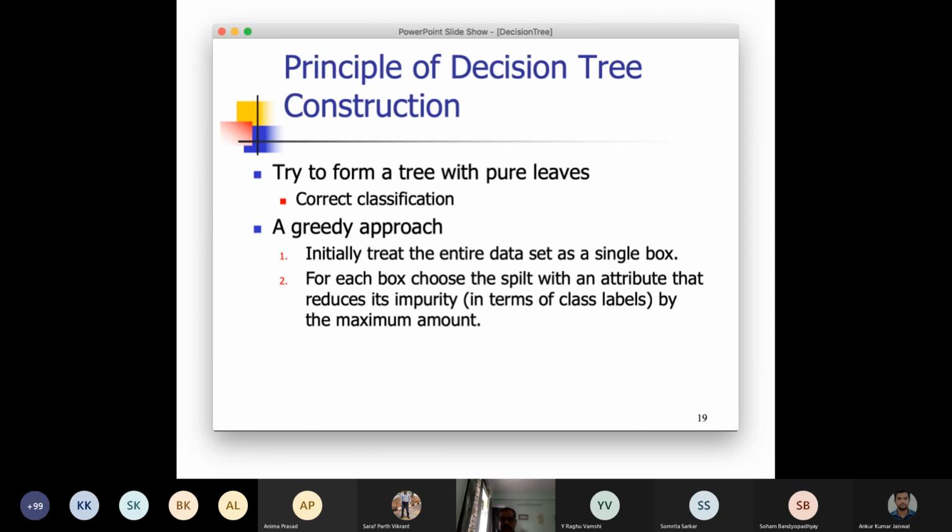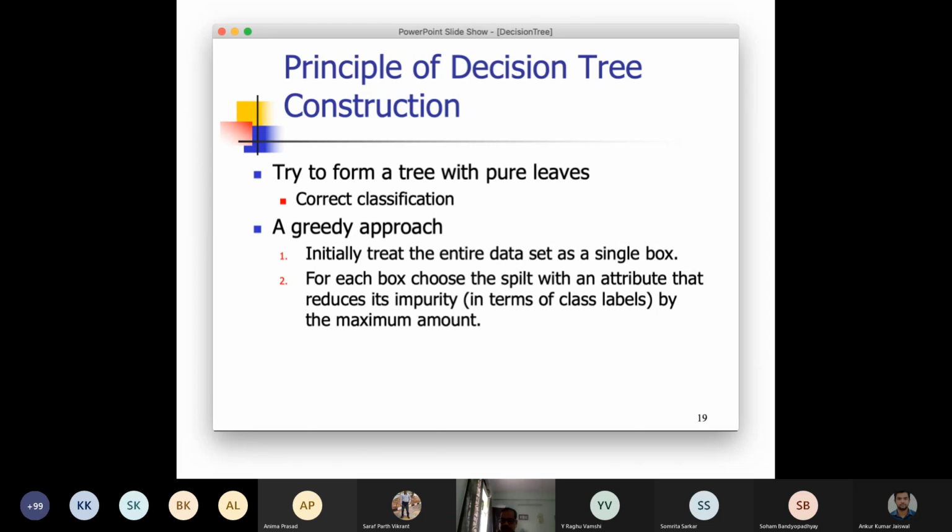And for each partition, after sorting them, you look at the class distribution, the distribution of labels. Again, you compute the fractions of labels in each partition. You compute the entropy in each partition.